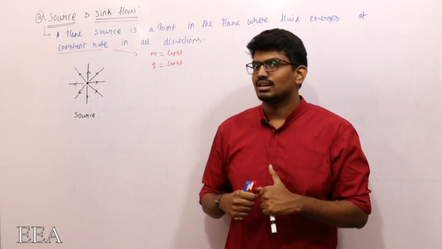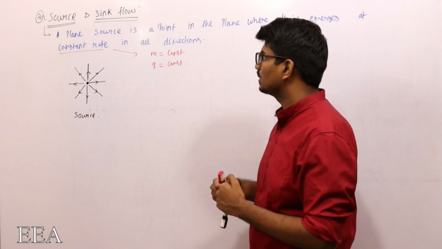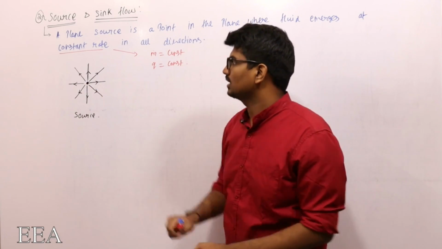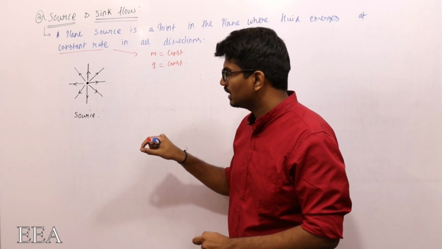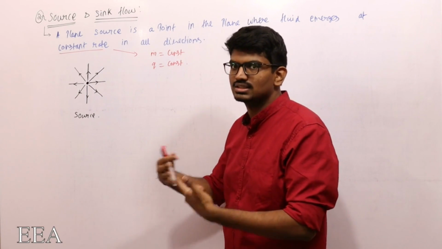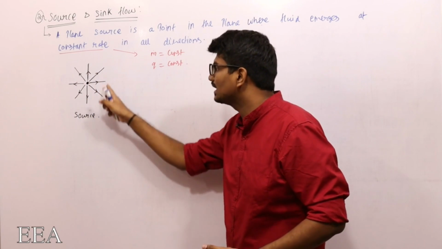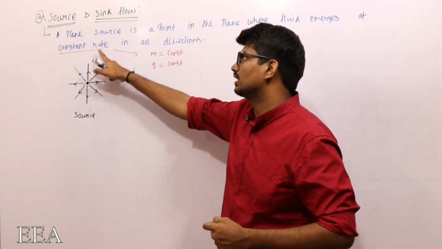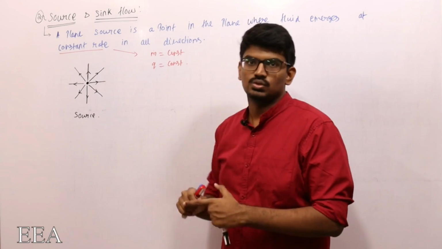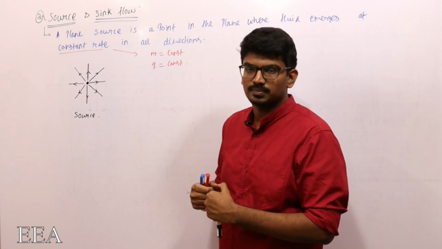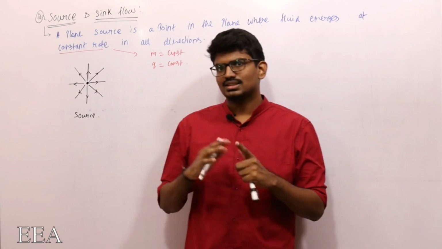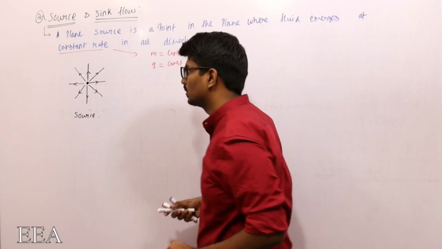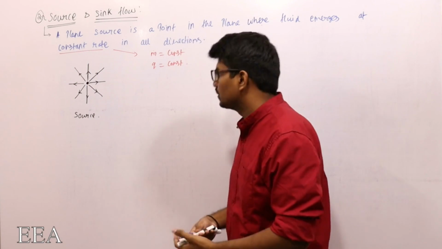Let me just show you that. It's a plane, so it's a point in a plane, from where fluid is emerging or coming out in all directions, with a constant rate. Rate may be m dot or it may be q, either discharge or mass flow rate. But this is just a simple definition. You could see here from point 1, in all the directions the fluid is coming out.